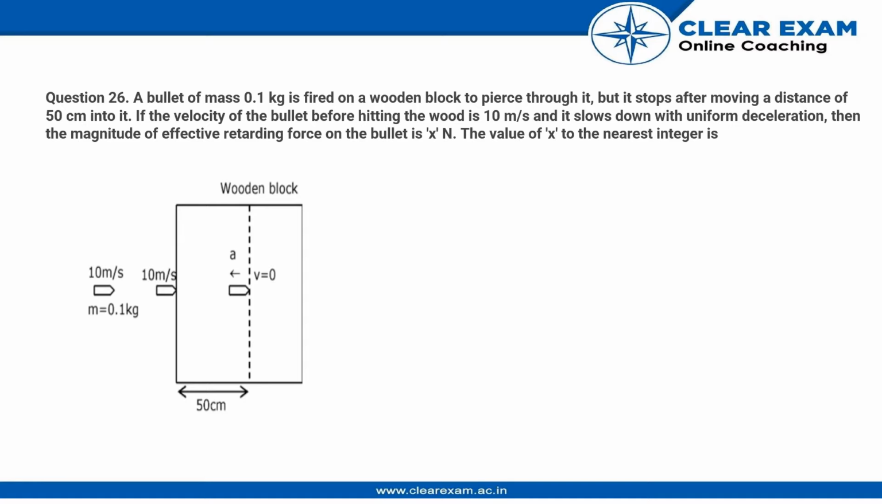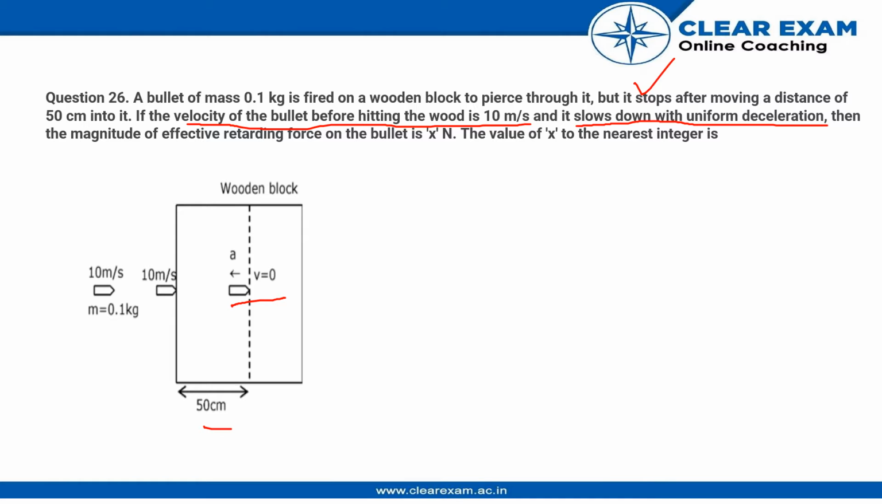So here there are two things to be taken into importance. The velocity of the bullet before hitting the wood is 10 meters per second, because after it penetrates through the wood it travels a distance of 50 centimeters and its final velocity becomes 0, so it stops. But the second and most important term is that it slows down with a uniform deceleration. Uniform meaning the acceleration was the same throughout.